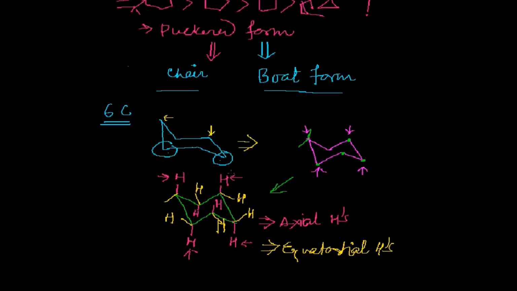So this is how we represent a chair form. Now basis this, the angle here is approximately equal to 109.5 degree. So 109.5 degree is the angle present. This is not exactly 109, but it is 109.5 degree.